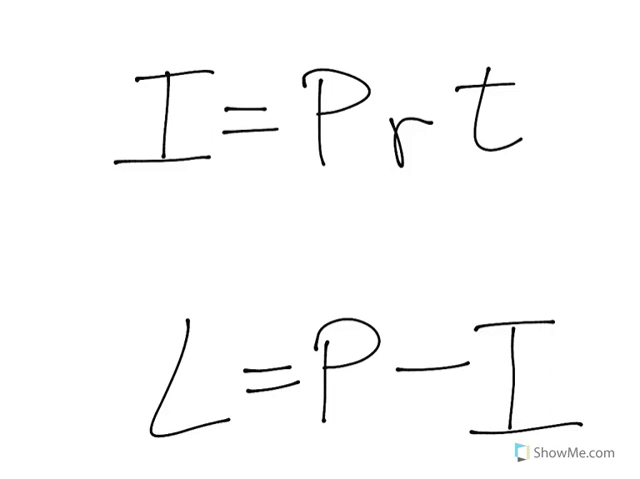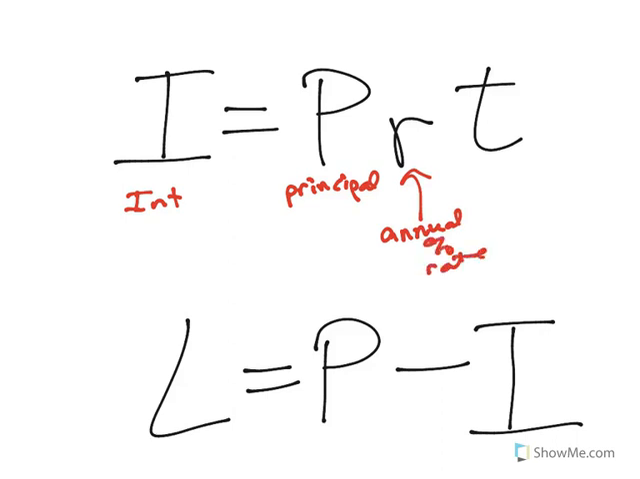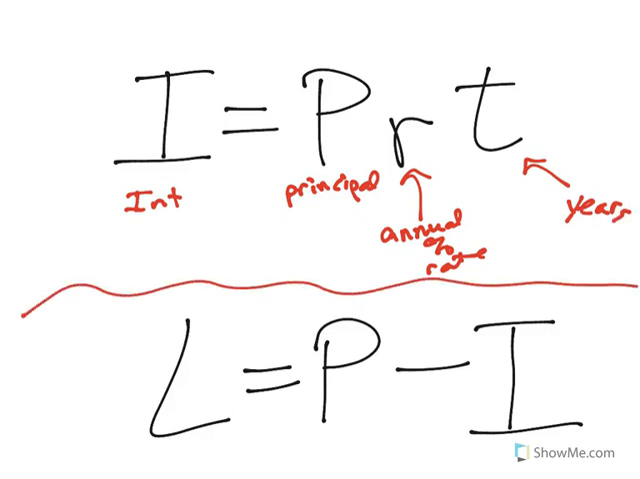Now we're dealing with simple interest, which you may or may not have seen before. So we have the interest equals the principal, or the starting amount, times the annual percentage rate, and then we have the time in years. Okay, so that's how we find the interest. Well, to figure out how much you receive, we take the principal, which is the amount of the loan, subtract the interest, and L is the amount received.